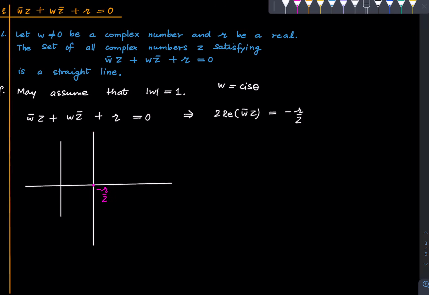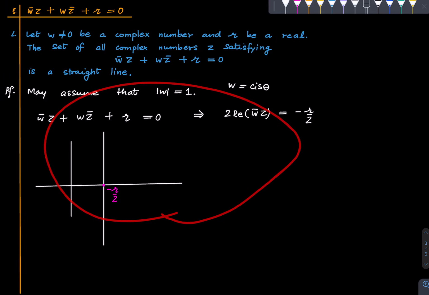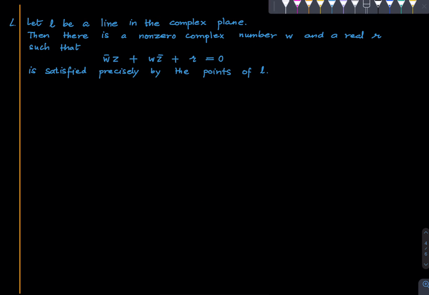All right. Now, suppose L is a line in the complex plane. Then we want to show that one can express it in this fashion. So then we want to say that there exist non-zero complex numbers W and a real number R, such that the set of all the complex numbers Z which satisfy this equation are precisely the points of L. Right? And this can be done just by reversing this reasoning. Whatever we did here, you can just reverse the steps and get that. So I leave that as an exercise.